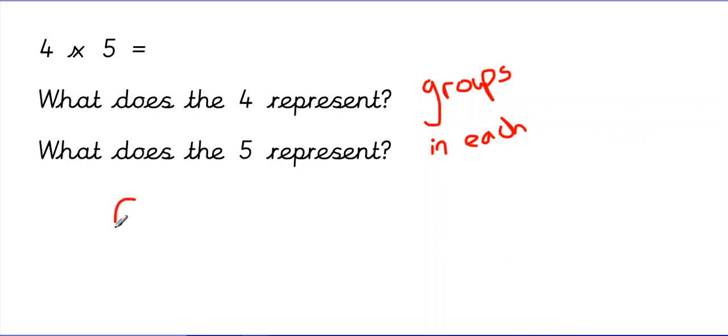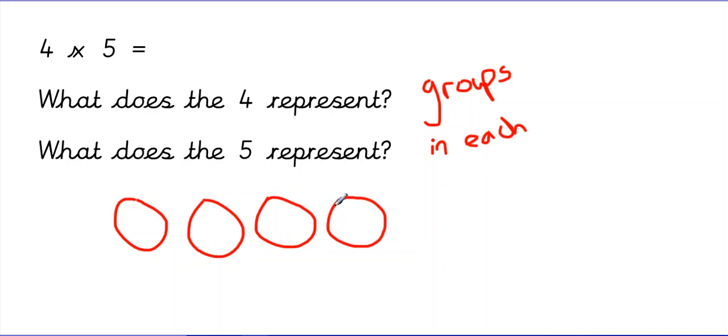So four lots, so I've got one, two, three, four. I've got five in each, so I've got one, two, three, four, five. So I've got four groups and I've got five in each group. I have got four lots of five.